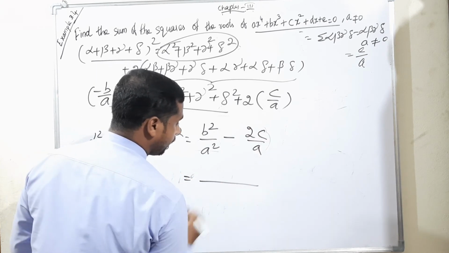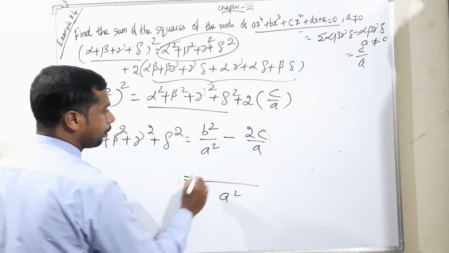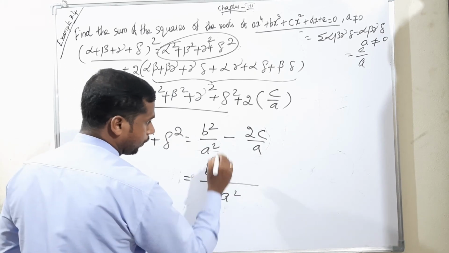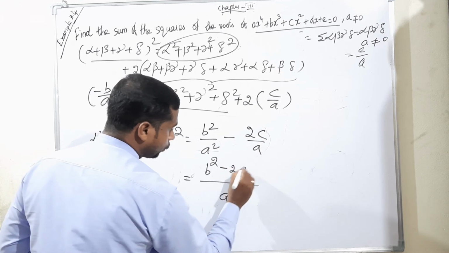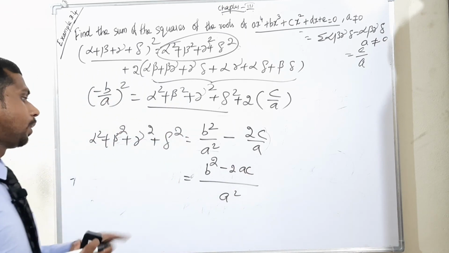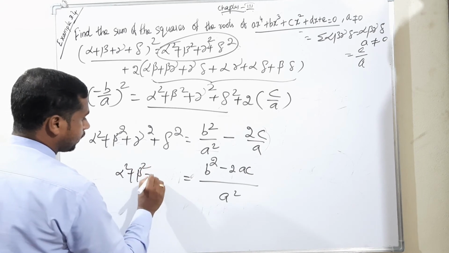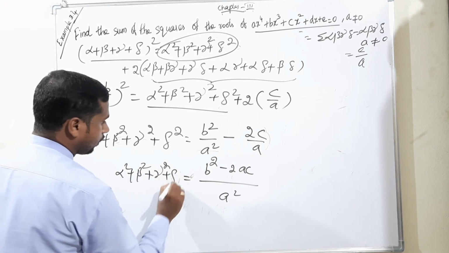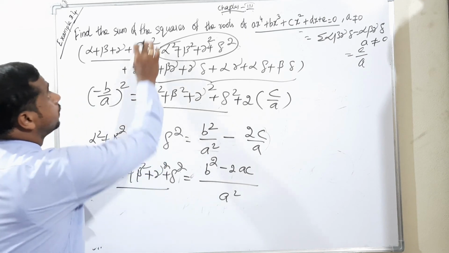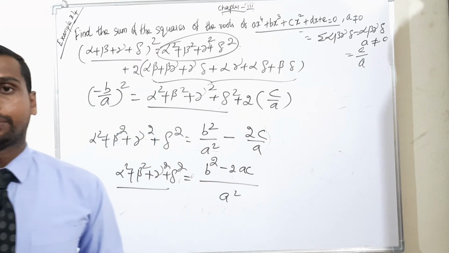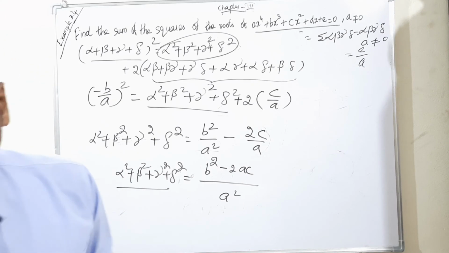If you take the common denominator a square, what will happen? b square, and one a cancels from a square. So in the numerator we get minus 2ac. The final answer: the sum of the squares, alpha square plus beta square plus gamma square plus delta square, is equal to b square minus 2ac divided by a square. This is the final answer we need.